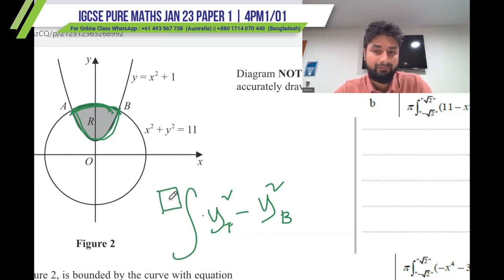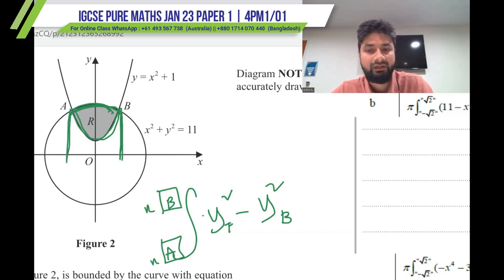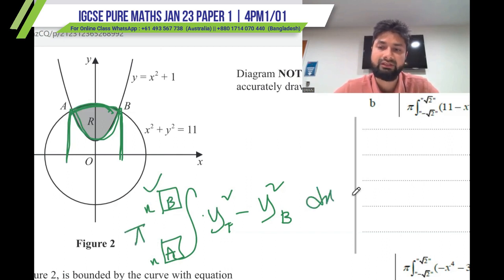The limits over here will be the x coordinate of B, and this one will be the x coordinate of A. Why x coordinate of B? Because B is the greater one and A is the smaller one. So over here, the greater one will be on top and the smaller one will be on the bottom. And I also have to put a pi over here, and finally dx.